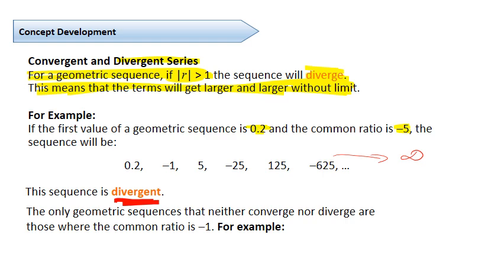The only geometric sequence that neither converges nor diverges is where the common ratio is actually equal to 1. And in this case here, the starting term would stay the same forever. Just a quick example for you: 4, -4, 4, -4, 4, and so on and so forth.